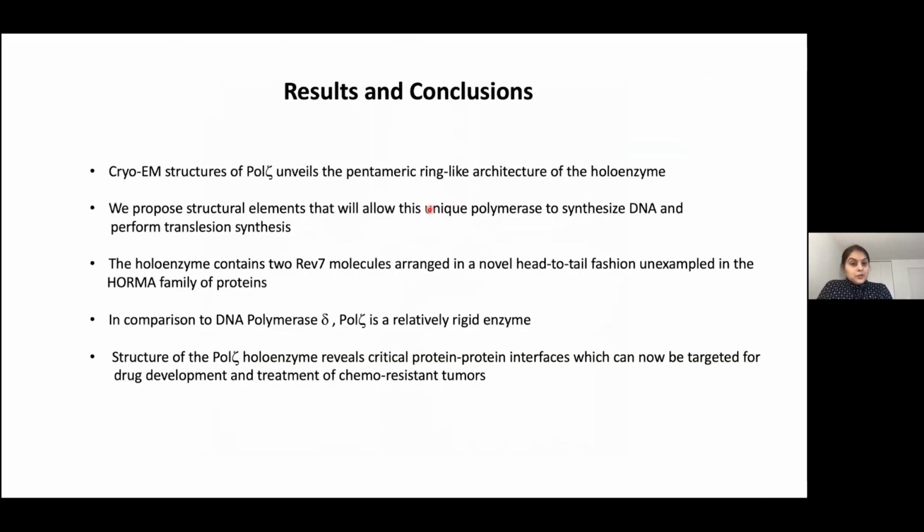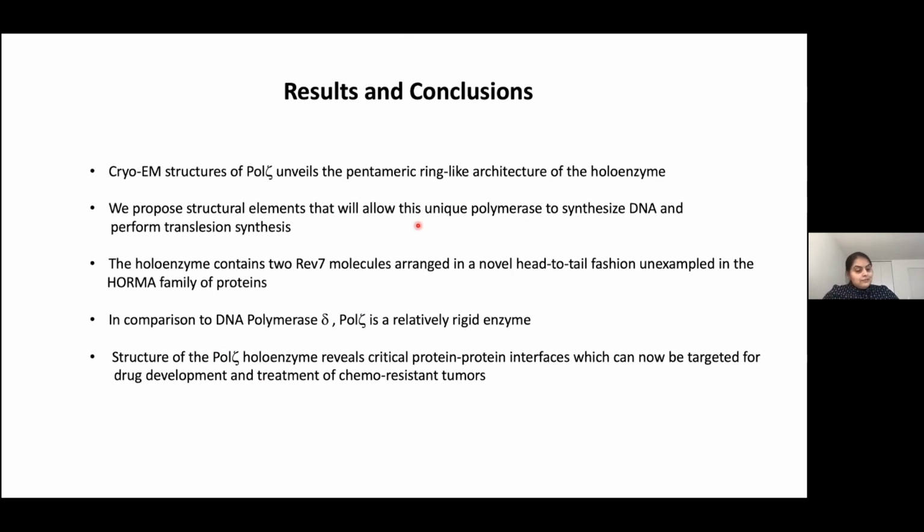So in conclusion, the structures of Pol Z unveil a pentameric ring-like architecture. We propose structural elements such as the NTD-palm linker, which will allow this unique polymerase to perform translesion synthesis. In the Pol Z holoenzyme, we see two molecules of Rev7 arranged in a novel head-to-tail fashion, which has never been seen in the HORMA family of proteins. In comparison to Pol delta, Pol zeta is a relatively rigid enzyme.